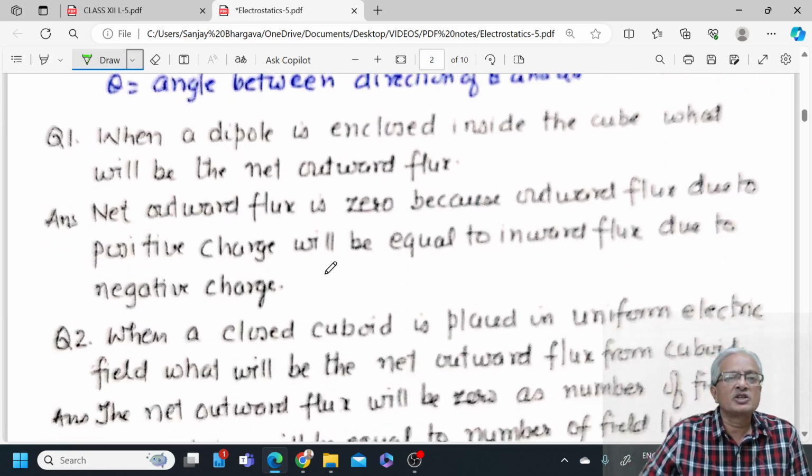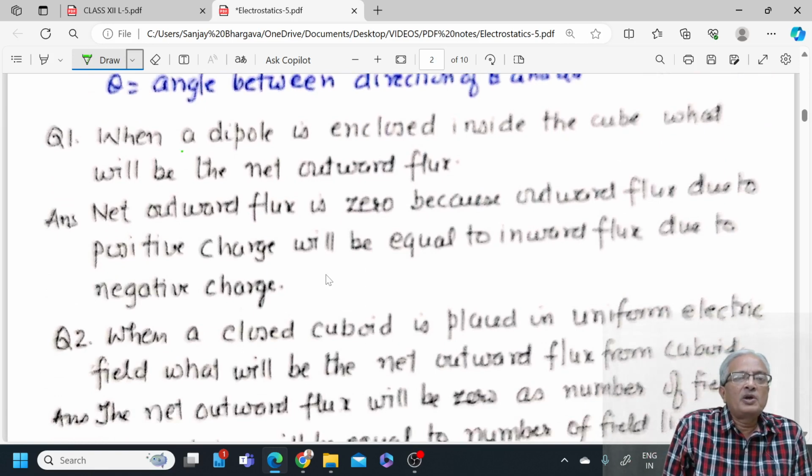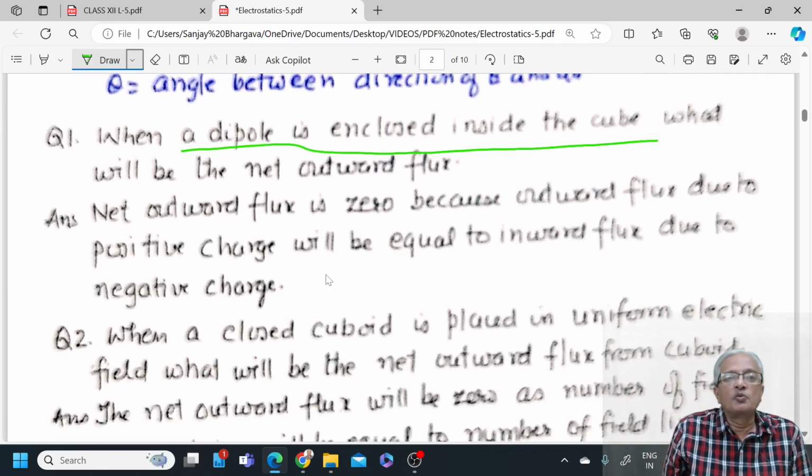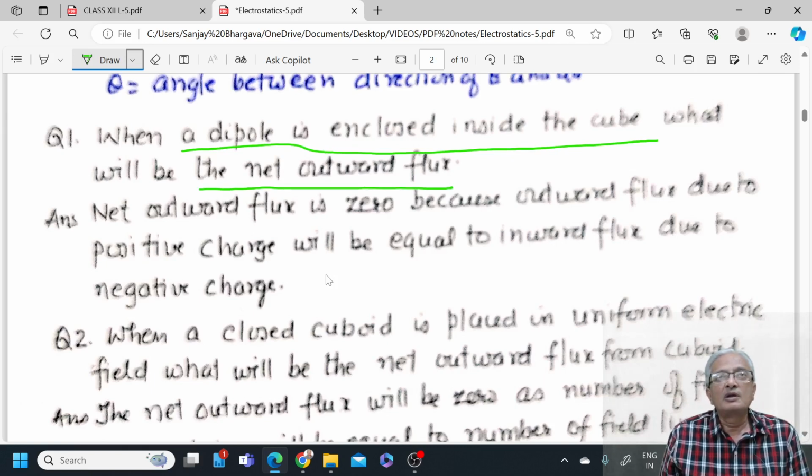Now let us imagine a situation. When a dipole is enclosed inside the cube, what would be the net outward flux? Whenever we say dipole, then dipole is a system of equal and opposite positive and negative charge. Now both the charges are equal. For the positive charge, it would generate net outward flux. For the negative charge, it would generate net inward flux. Since the charges are equal in magnitude, the field lines inward and outward would be the same.